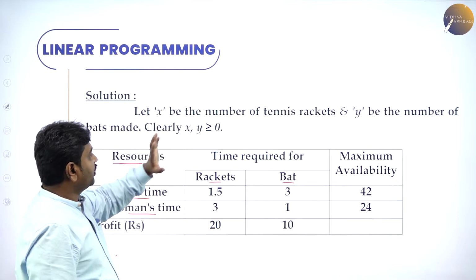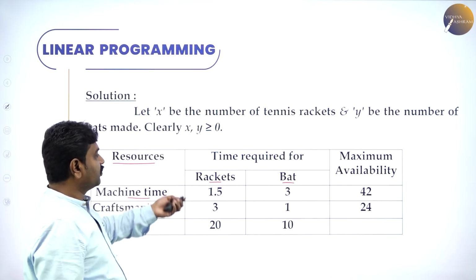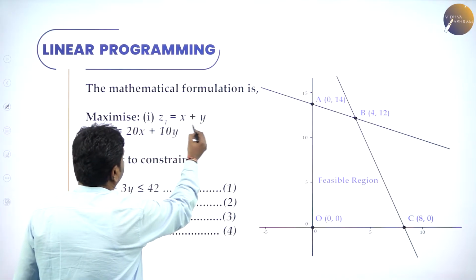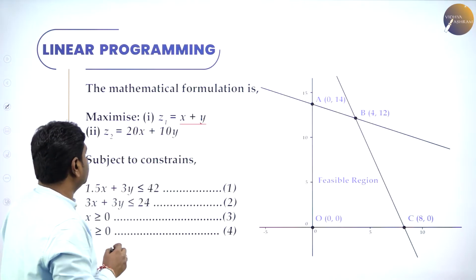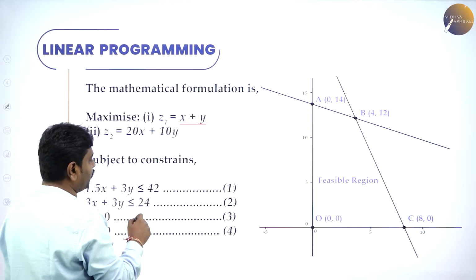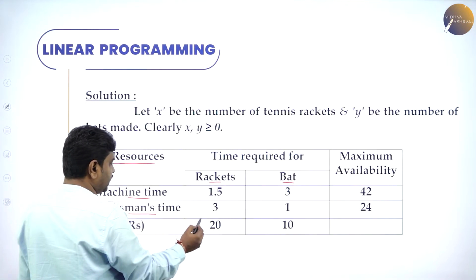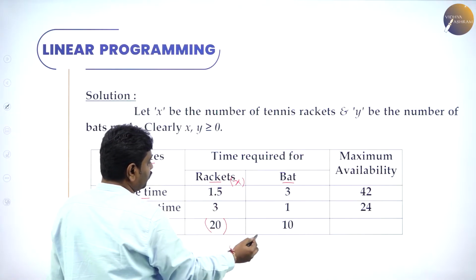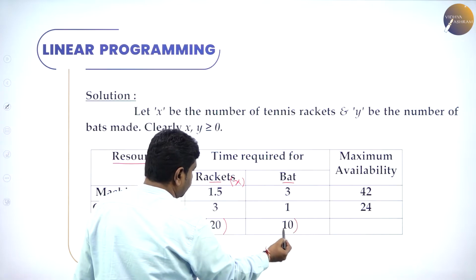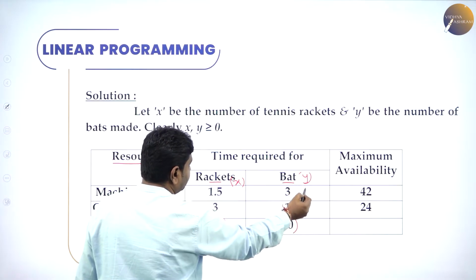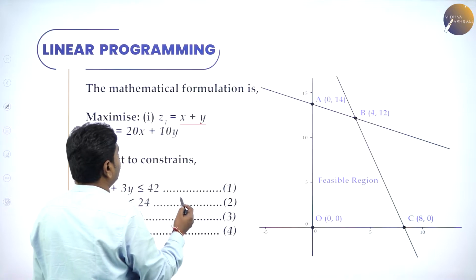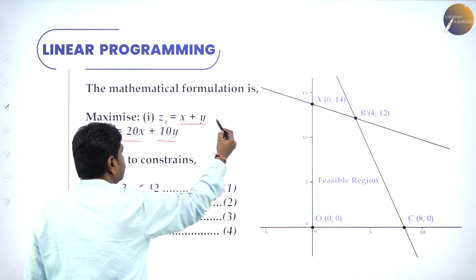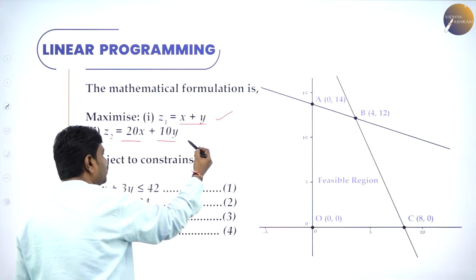So x and y be the number of rackets and bats produced. From this, we'll make two functions. One is Z1, this is the maximum number of rackets and bats produced. And the other objective function is to maximize the profit. Profit per racket is 20 rupees and we are producing x rackets. So 20x it will be. Profit per bat is 10 rupees. We are producing y bats. So 10y. So therefore the profit function is 20x + 10y. So now we need to maximize the production also, we need to maximize the profit also.